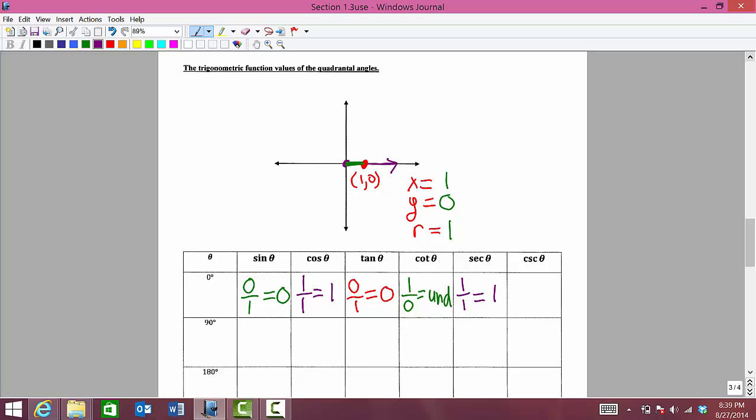What do you guess that cosecant would be if cosecant is the reciprocal of sine and the sine value is 0? The reciprocal of 0 would be undefined. So let's see if that turns out like we expected. Cosecant is r divided by y, and r divided by y would give us an undefined value.